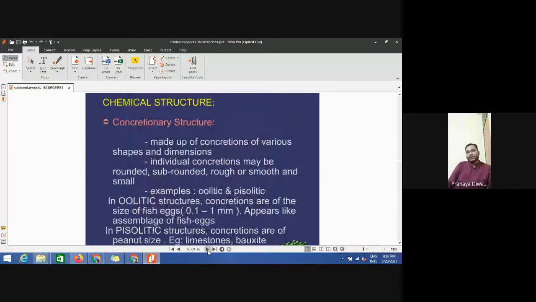Then you have chemical structures. Whatever we have seen till now is mostly formed by clastic sediment or plastic processes. Now this one is your chemical structure, made up of concentrations of various shapes and dimensions. Individual concentrations may be rounded, sub-rounded, rough, or smooth and small.